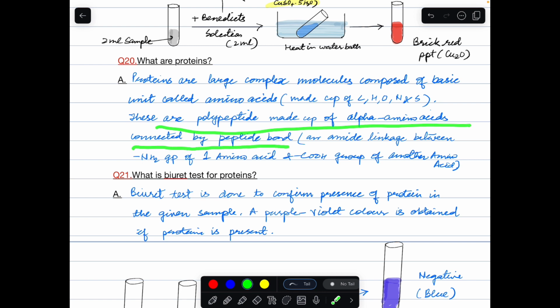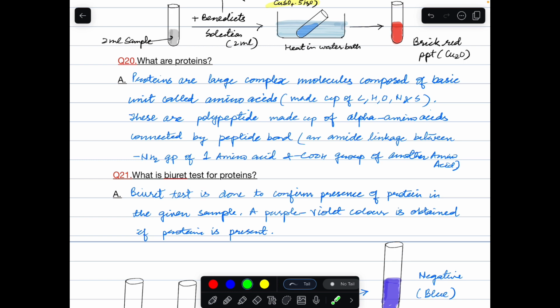And what is a peptide bond? A peptide bond is an amide linkage between the amino group of one amino acid and the carboxylic group of another amino acid. Every amino acid contains an amino group and a carboxylic group. So the amino group of one amino acid and the carboxylic acid group of another combine together to give you an amide type of linkage, and this is called a peptide bond. So when two amino acids combine together, we call it a dipeptide.